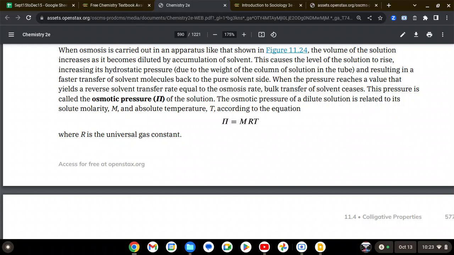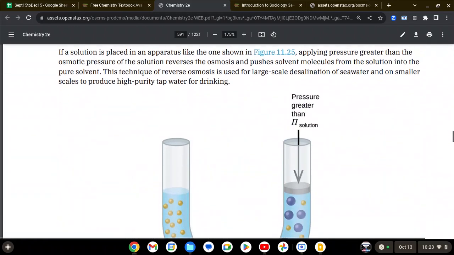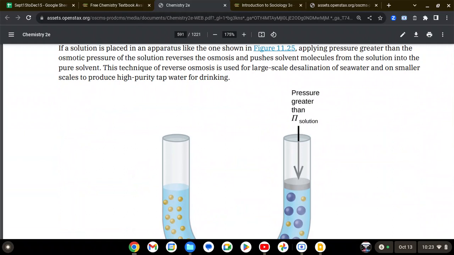The osmotic pressure of a dilute solution is related to its solute molarity and absolute temperature, according to the equation, where R is the gas constant. If a solution is placed in an apparatus like the one shown in Figure 11.25, applying pressure greater than the osmotic pressure of the solution reverses the osmosis and pushes solvent molecules from the solution into the pure solvent. This technique of reverse osmosis is used for large-scale desalination of seawater and, on smaller scales, to produce high-purity tap water for drinking.